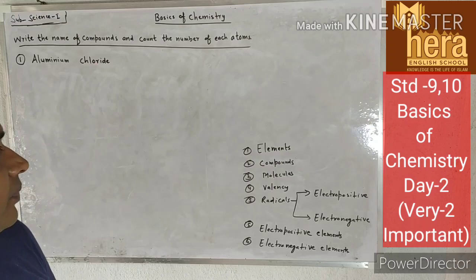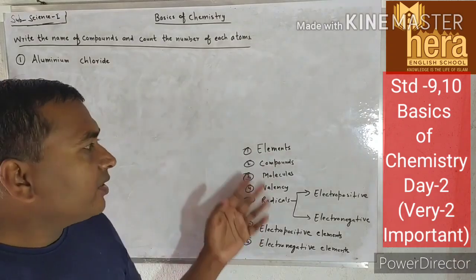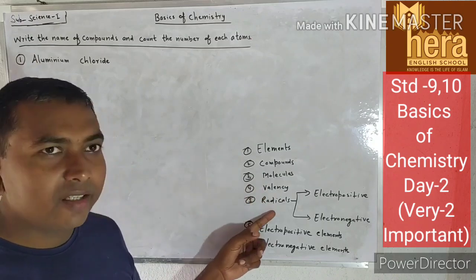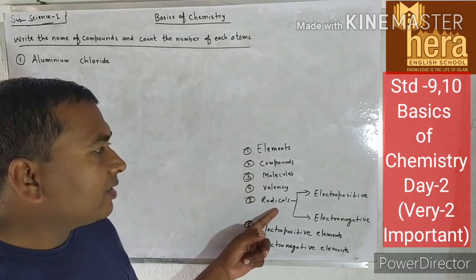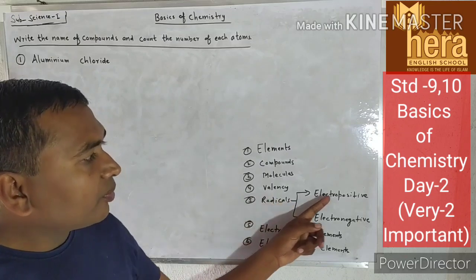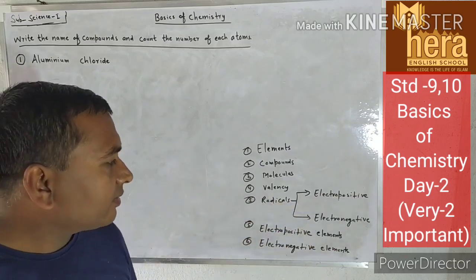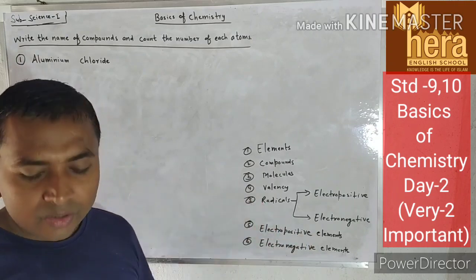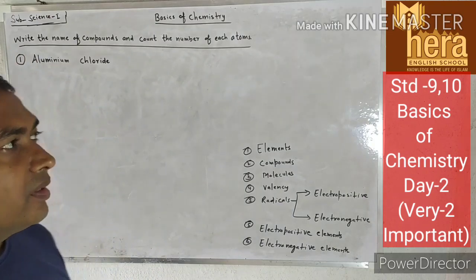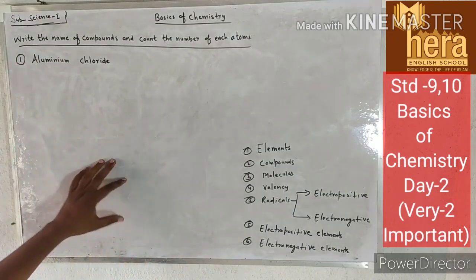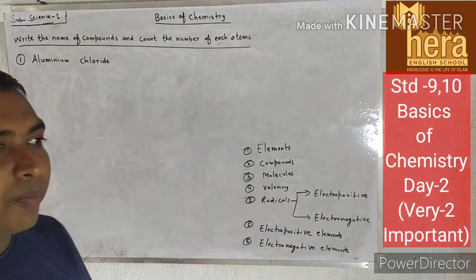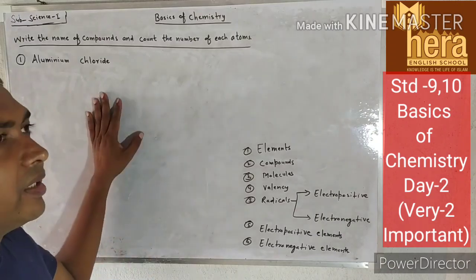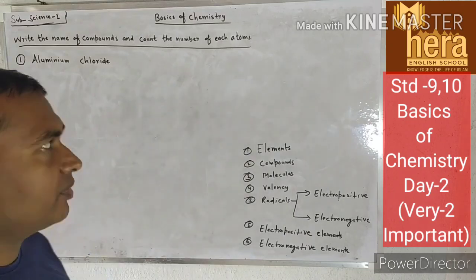In the previous lecture, we have seen what are elements, compounds, molecules, valency, radicals. In radicals, we have studied about electropositive radicals, electronegative radicals, electropositive elements, electronegative elements. So today, in this lecture, we are going to discuss how to write the name of the compounds. Okay, and you have to count each atom.